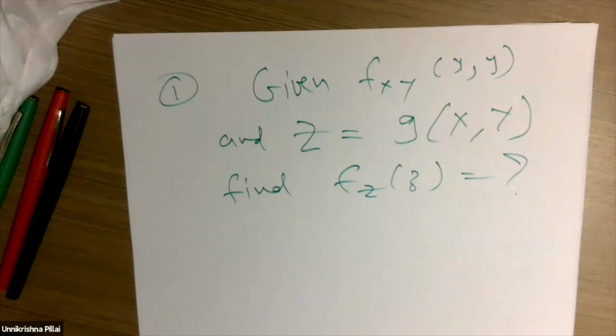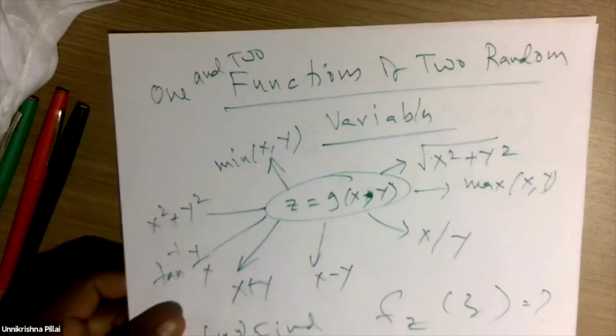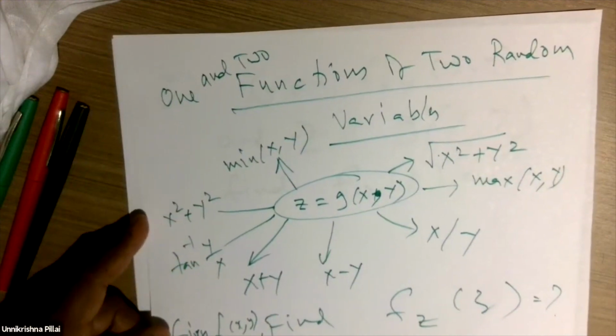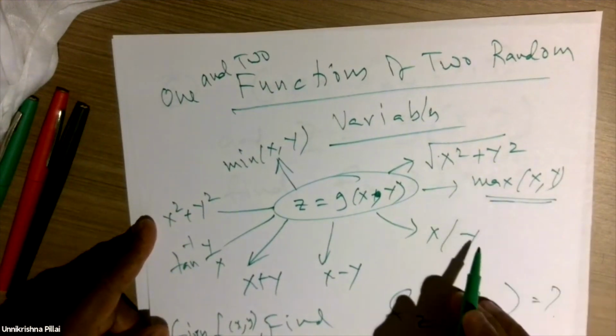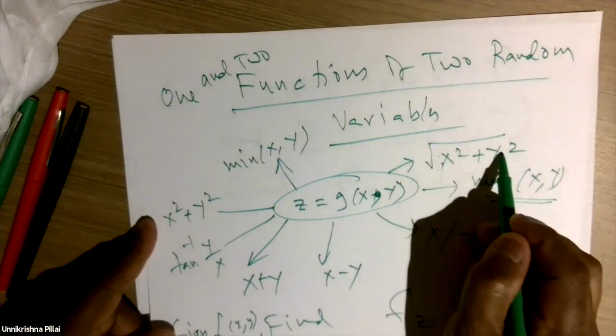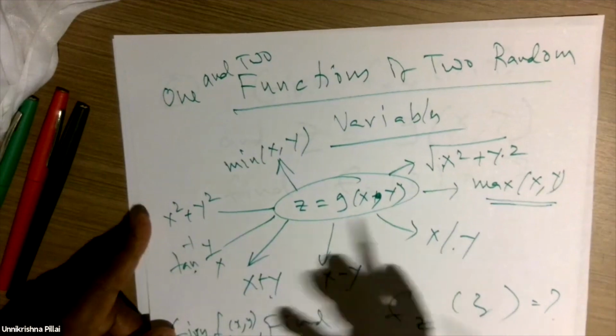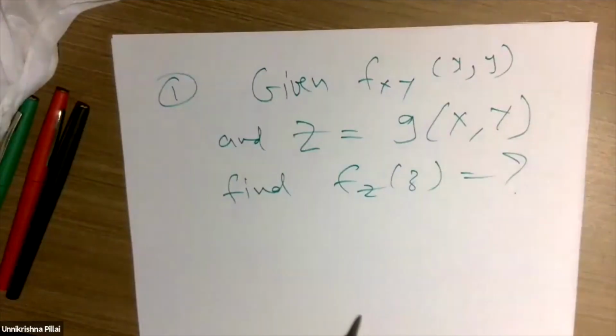So you can make up all sorts of problems, like tan inverse y over x. These are nonlinear functions. This is the magnitude. This is the phase of two random waves, some difference, ratio, all sorts of stuff. All this comes up in one way or the other.